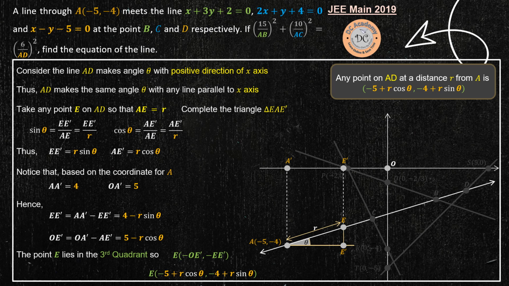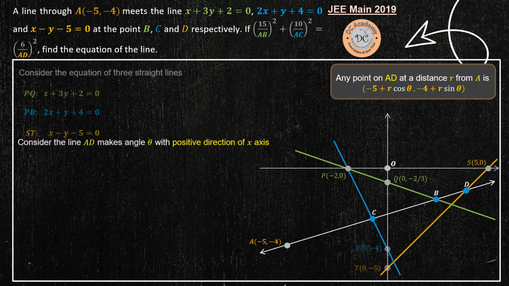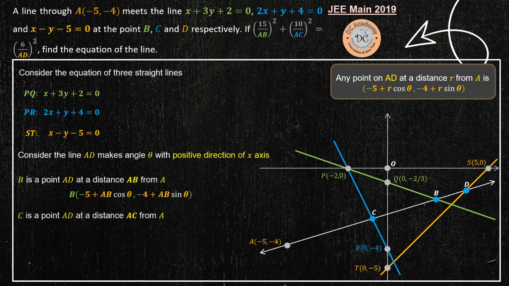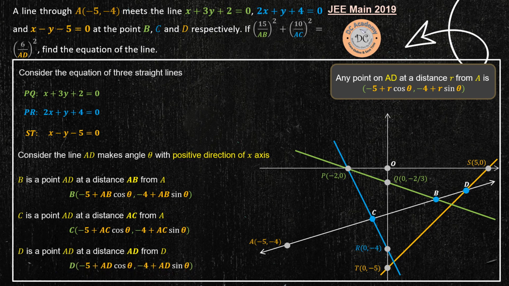Now let's go ahead. The point B lies on AD at a distance AB from A. So therefore, in this case, R will be replaced by AB only. In a similar process, C is a point on AD, so R will be replaced by AC, and for D, it will be AD. So that's it. You are able to obtain the coordinates of B, C, and D respectively.